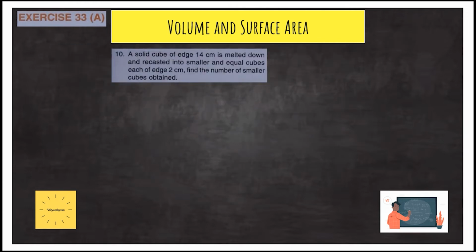Now the 10th problem. In the 10th problem, a solid cube of edge 14 centimeter is melted down and recast into smaller and equal cubes, each of edge 2 centimeter. Find the number of smaller cubes obtained. The same problem as before, just we need to find out the volume of this particular solid cube and the number of smaller cubes. Then for one smaller cube we need to find out the volume, then we need to divide.